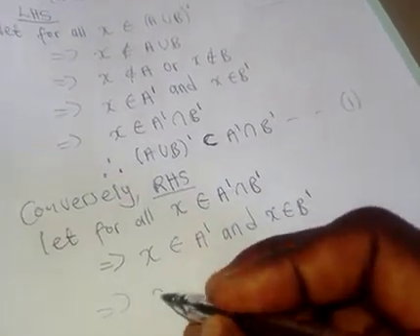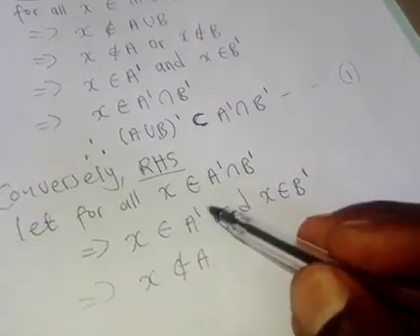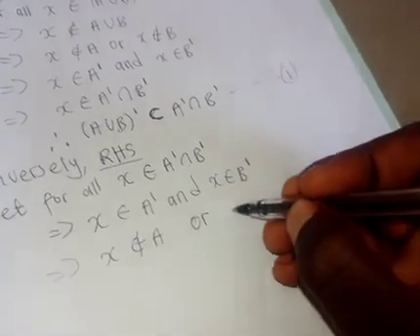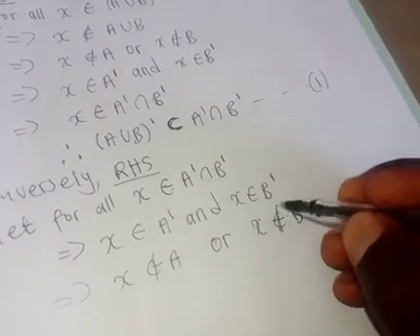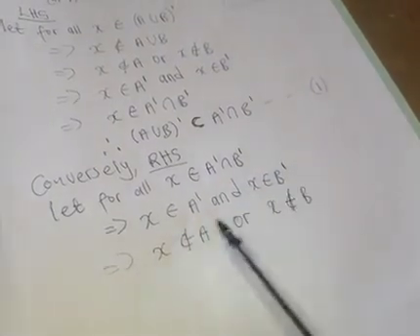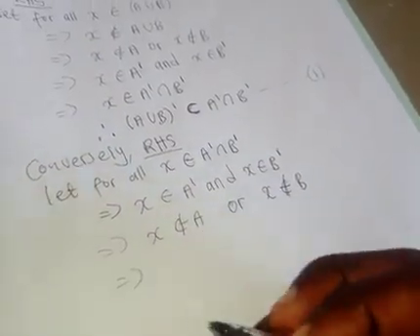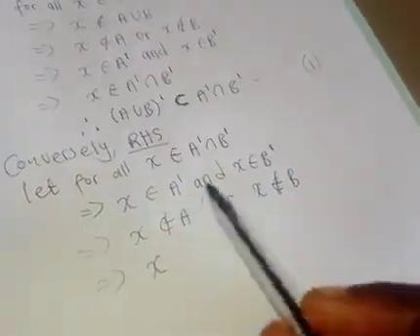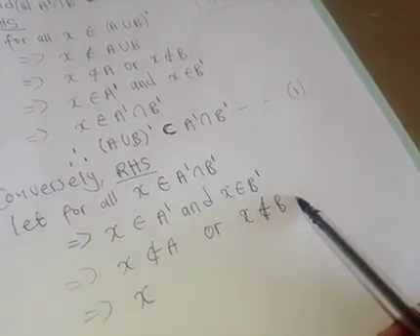So this implies that x is not a member of A, since it's a member of A complement. Then it's not a member of A. Then "and" changes to "or": x is not a member of B, since it's a member of B complement. Then at this point, just combine the two. So therefore we'll say x, so just check, we have x being not a member of A or x being not a member of B.